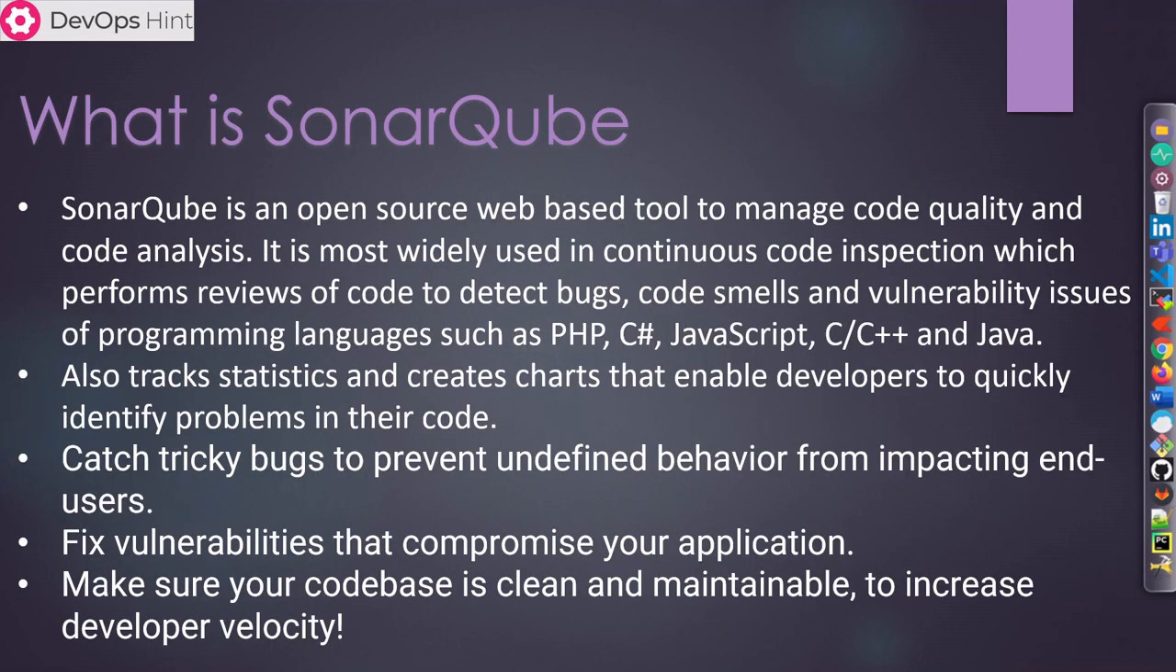So SonarQube is an open source web-based tool to manage code quality and code analysis. It is most widely used in continuous code inspection, which performs reviews of code to detect bugs, code smells, and vulnerability issues of programming languages such as PHP, C Sharp, JavaScript, C++, and Java. It also tracks statistics and creates charts that enable developers to quickly identify the problems and bugs in their code.